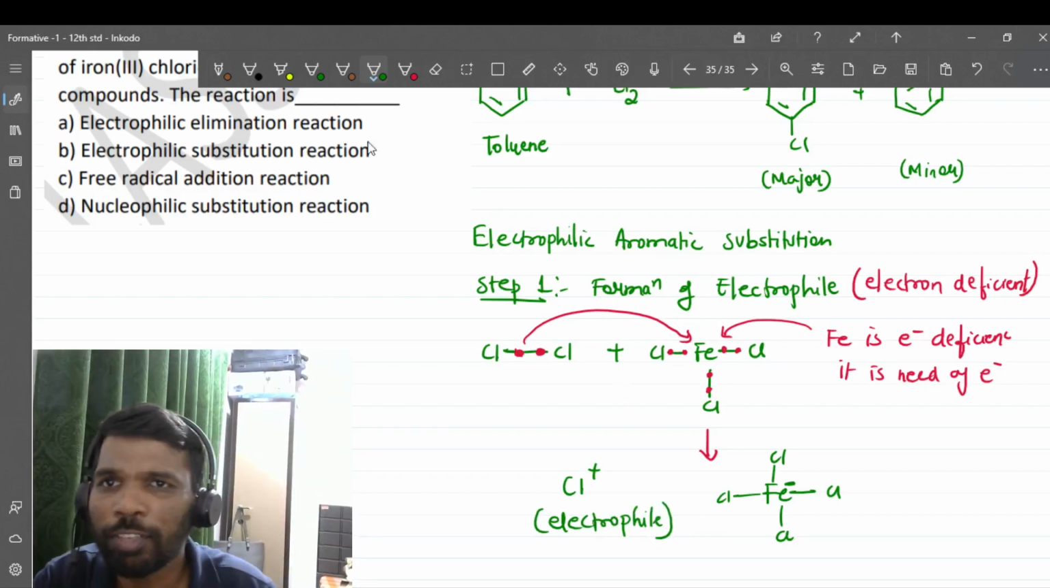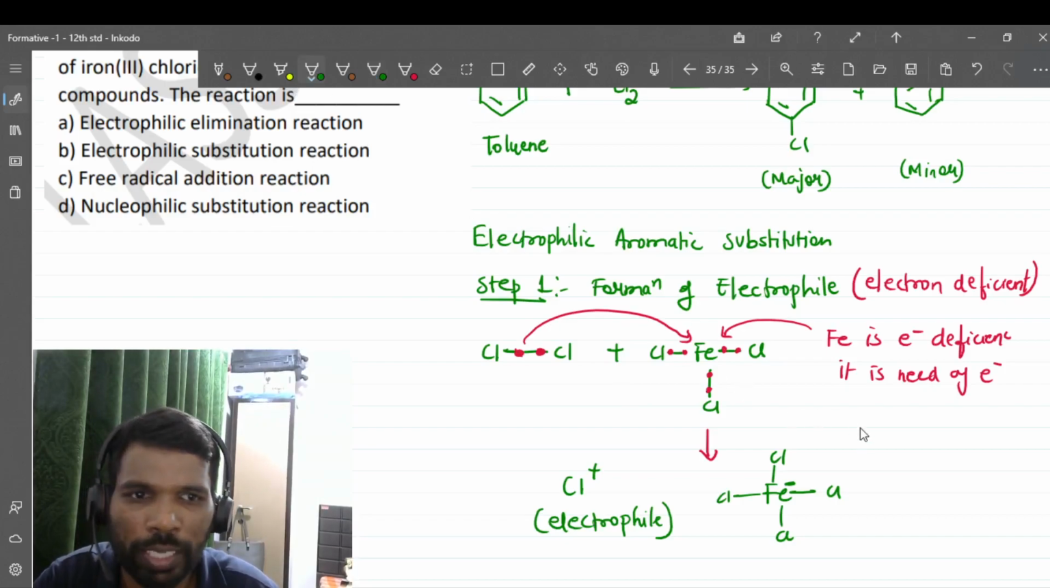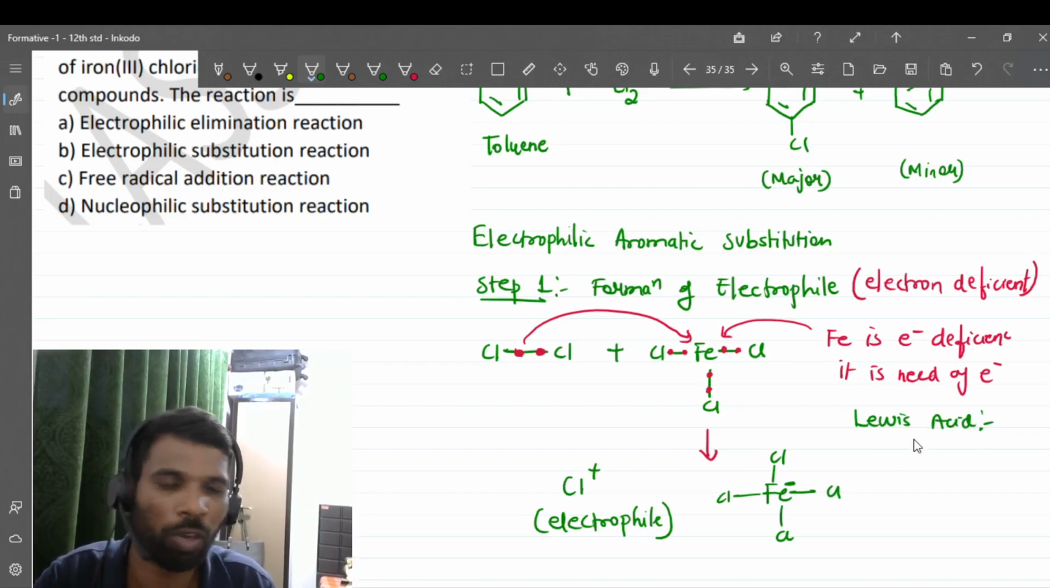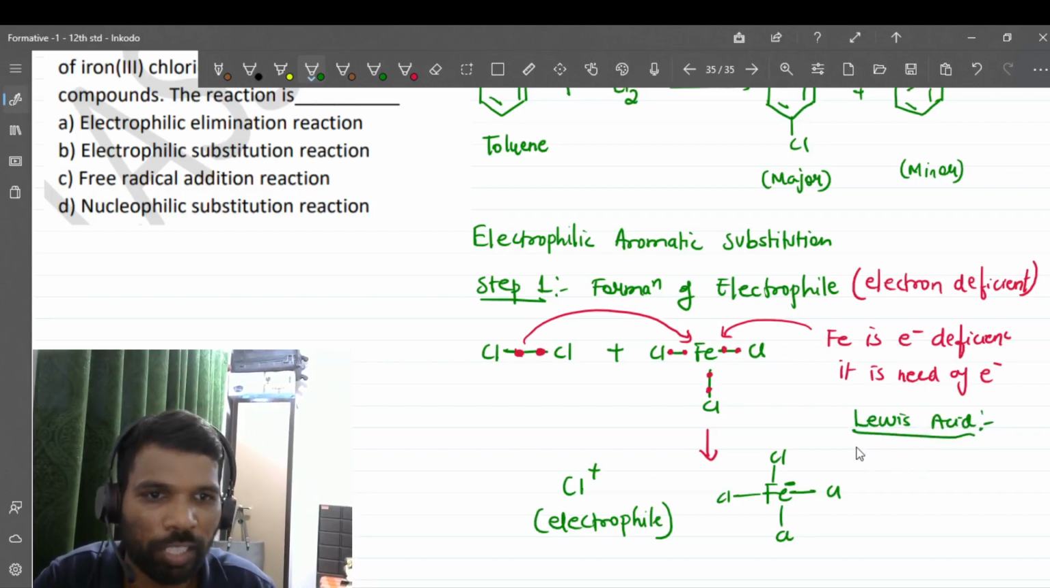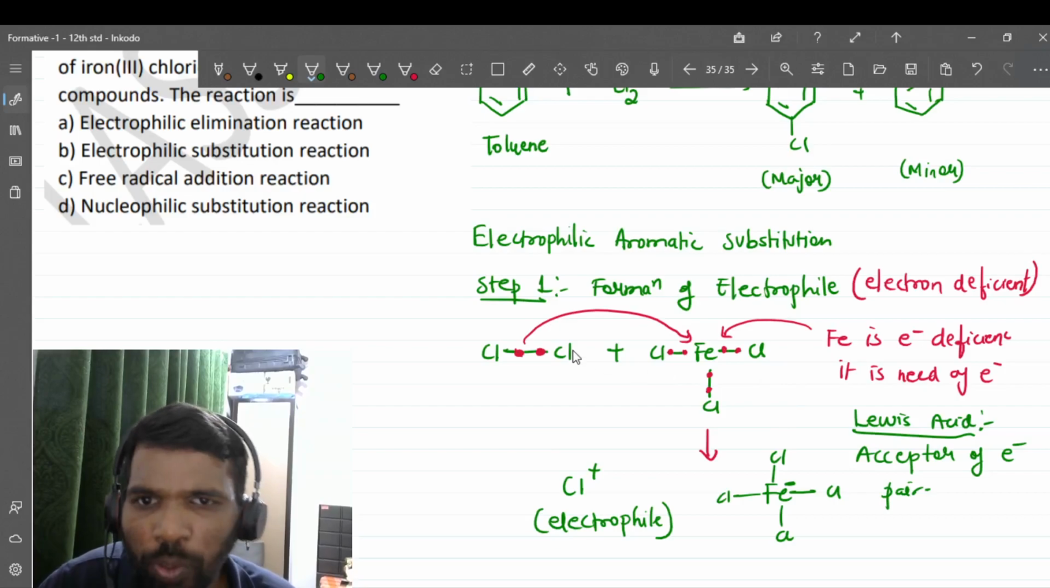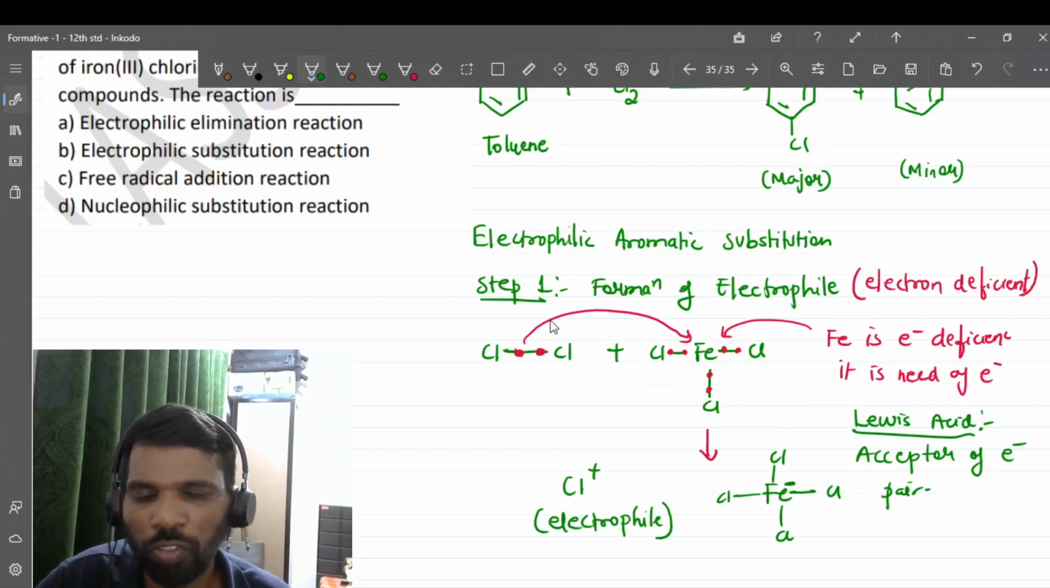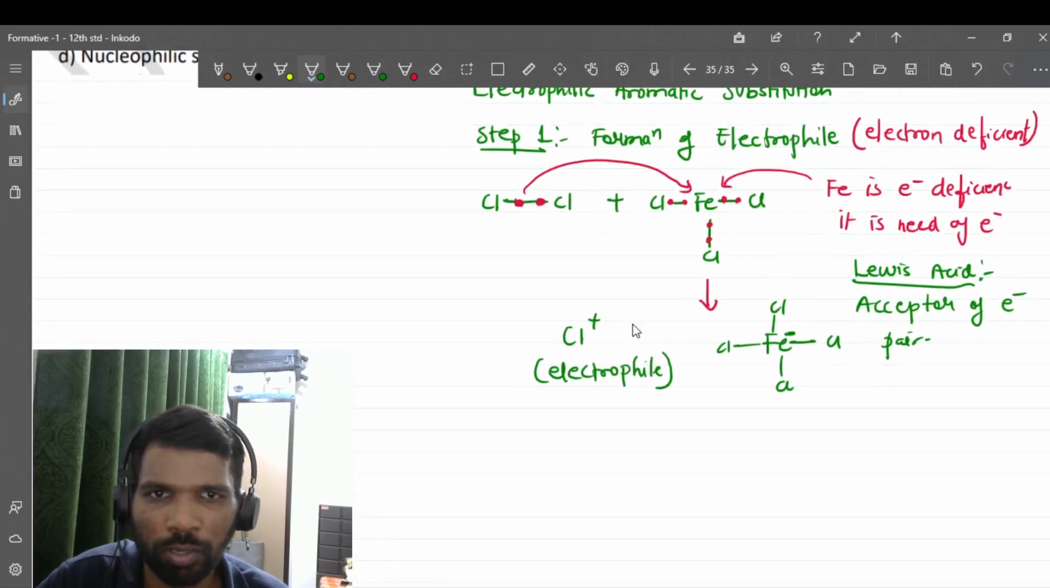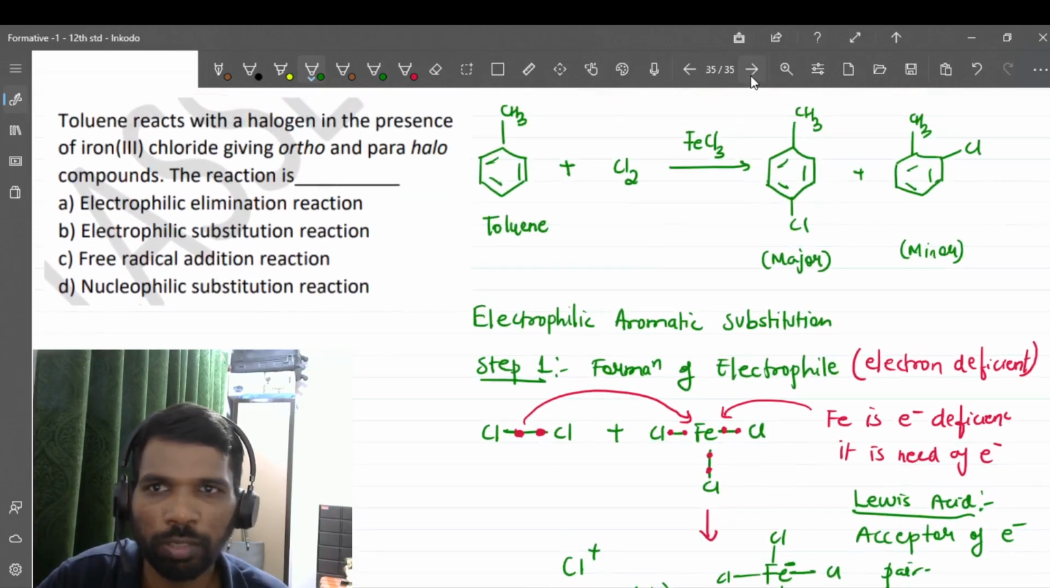This FeCl3 is also called a Lewis acid. Remember, FeCl3 is also called a Lewis acid. If you check the equilibrium topic of the 11th standard, the Lewis acid definition is an acceptor of electron pair. We got the electrophile. This is what I wanted. Step 2 is the substitution of the electrophile on a benzene. So I'll take you to the next page.